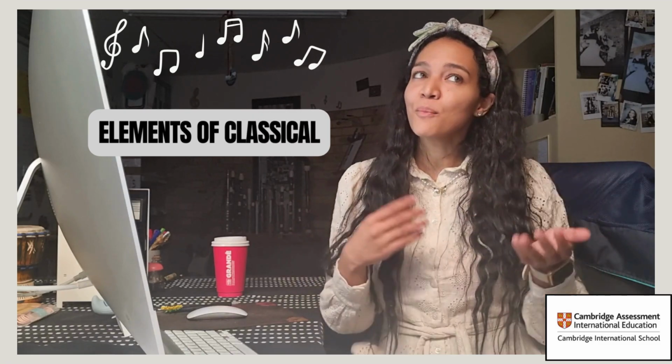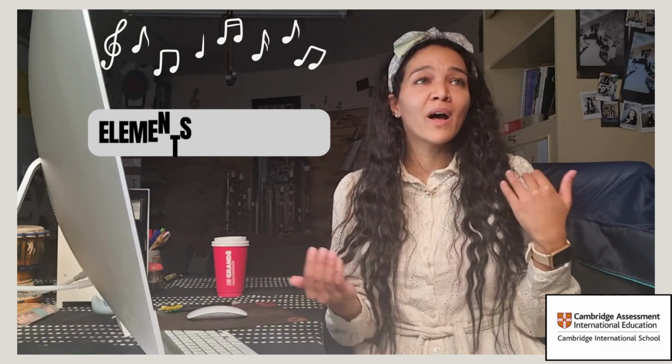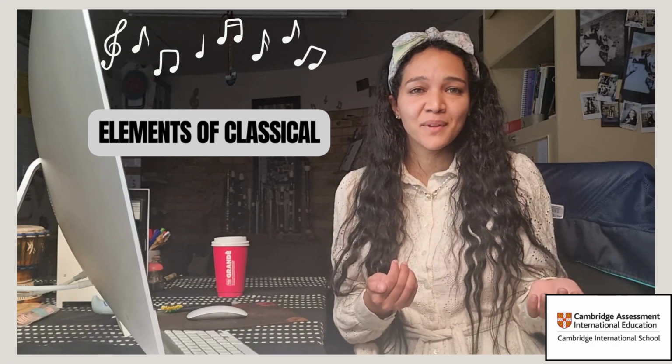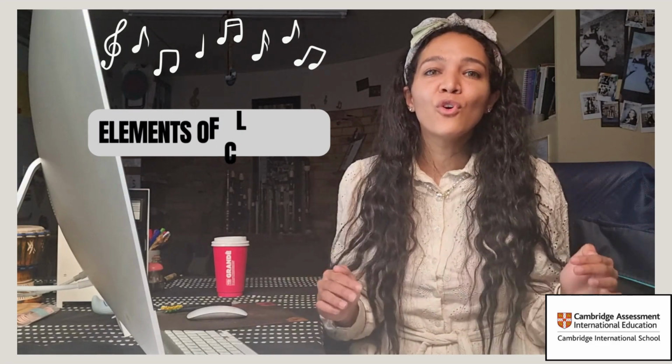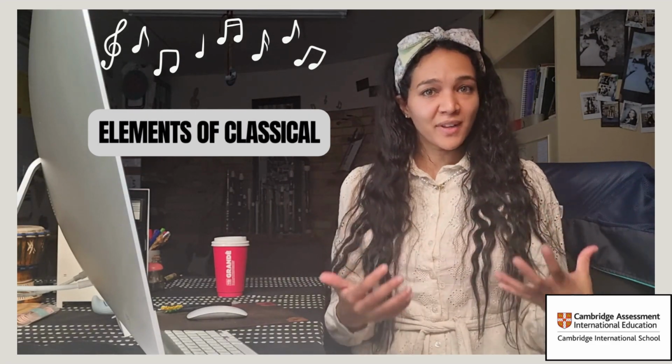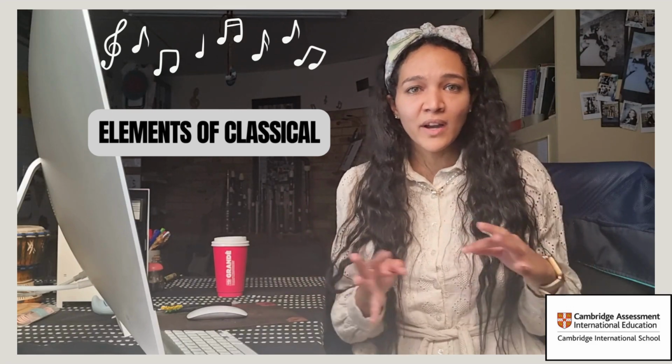So regarding elements of classical music, we have clear melodies, a balanced structure, almost like a well-written essay. We have well-written, well-rounded pieces in this time period. We also have focus on form and development. We have use of dynamics, so either playing loud or soft, contrasted, and we have dynamics that can work its way through.